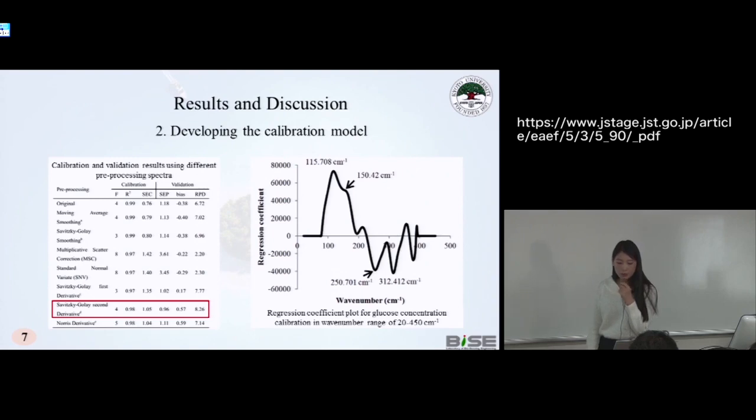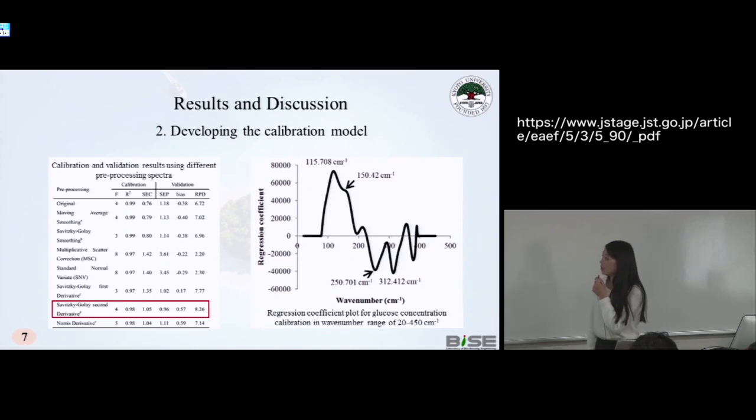And to develop the calibration model, we compared all of the pre-processing methods, and the authors found the SG second derivative shows the best result. The PLS regression method can also find out the location of the sample. As shown in the former picture, the 150 and 250 wave number were associated with water. So the 150 and 312 wave number were associated with glucose.